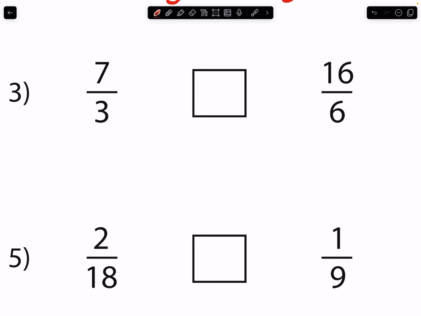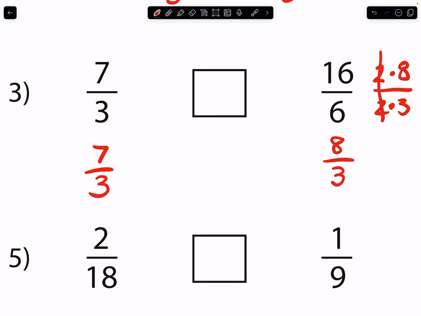Okay, I'm going to look at 7/3, and 7 is a prime number, which means I can only get it by doing 7 times 1, and 3 is a prime number, which means I can only get it by doing 3 times 1, so that guy has to stay exactly the way he is. 16 and 6, however, can both be a count by 2 number, so it's 2 times 8, 2 times 3. These cancel, and I end up with 8/3.